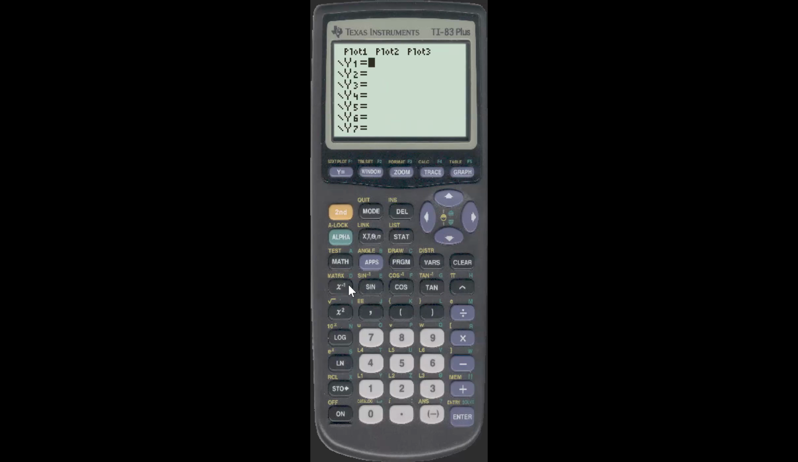Now go to y equals. We're going to enter this one more time. Negative 0.0082 x squared plus 0.74.